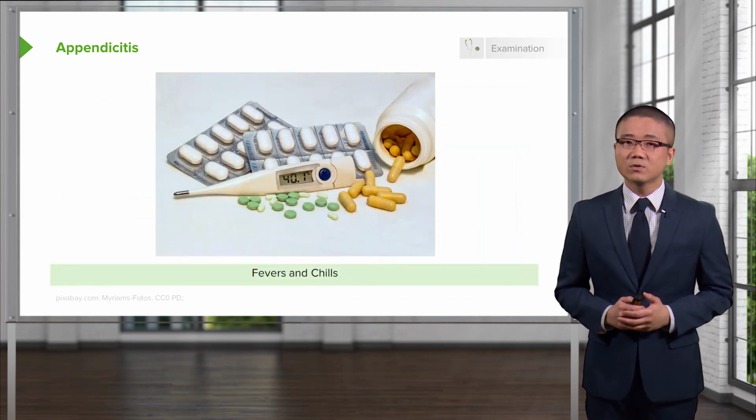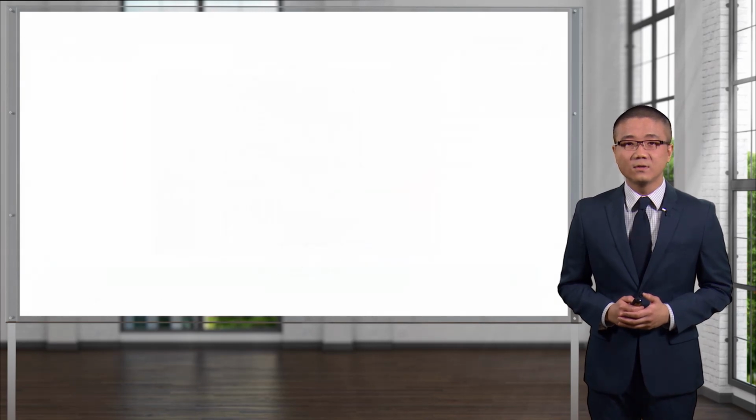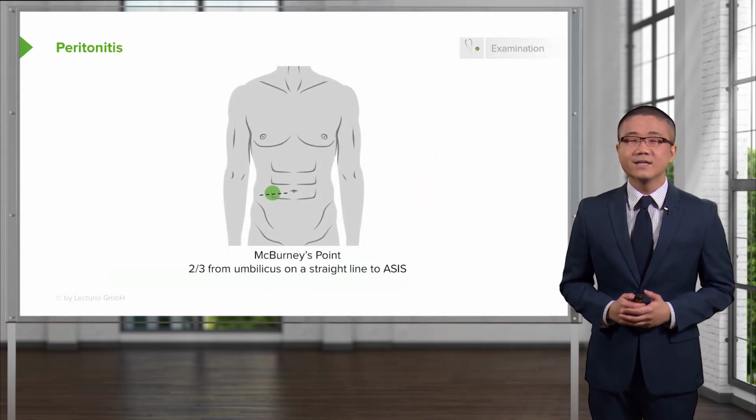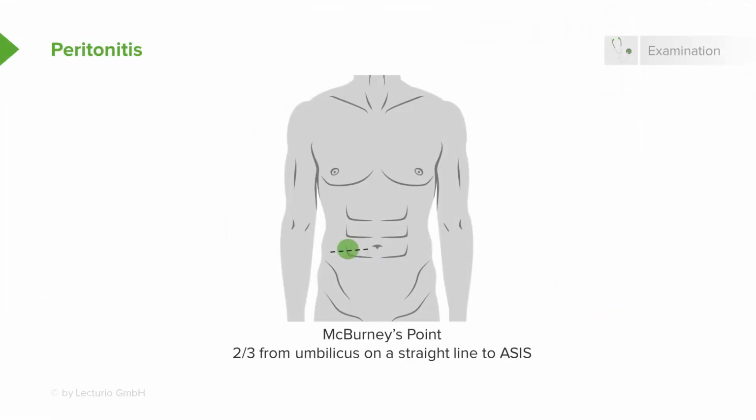Some patients may also report fevers and chills. Let's discuss the McBurney's point. The McBurney's point, as you see on this image, is defined as a point two-thirds of the distance from the umbilicus on a straight line towards the anterior superior iliac spine. Peritonitis at the McBurney's point is what causes the right lower quadrant tenderness classically associated with appendicitis.